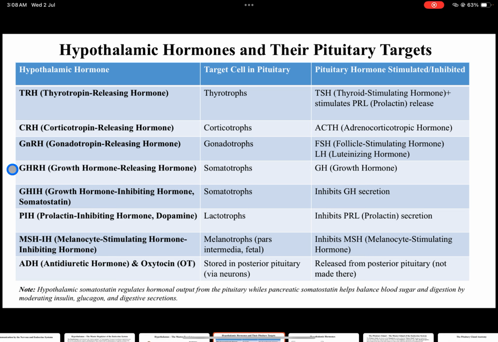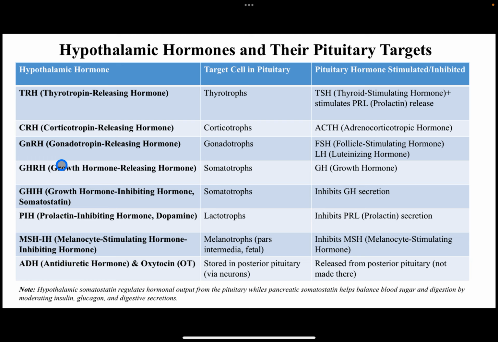Now, the next is growth hormone releasing hormone. We have two growth hormones produced in the hypothalamus. We have growth hormone releasing hormone and growth hormone inhibiting hormone. All of them target somatotroph cells in the pituitary.